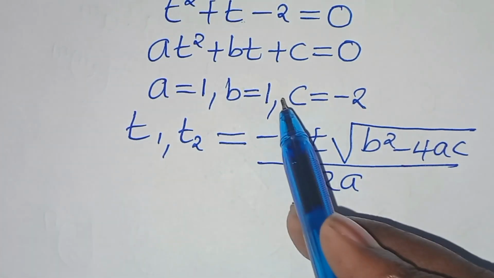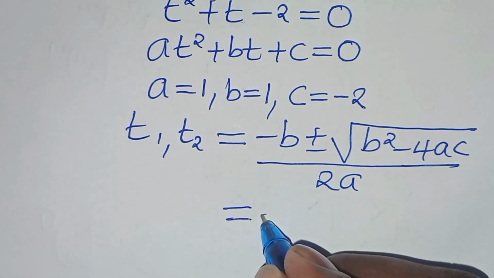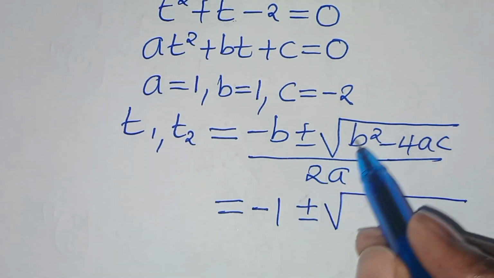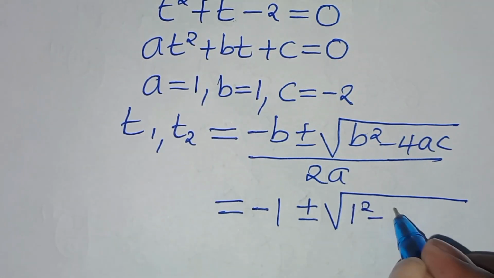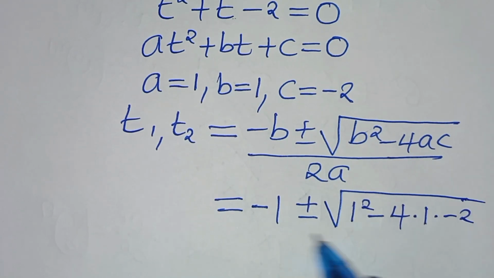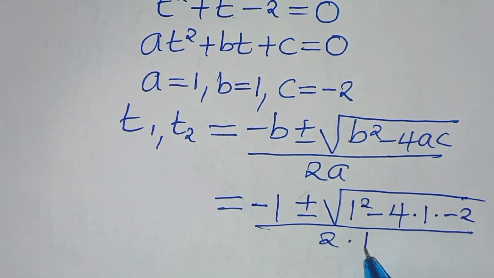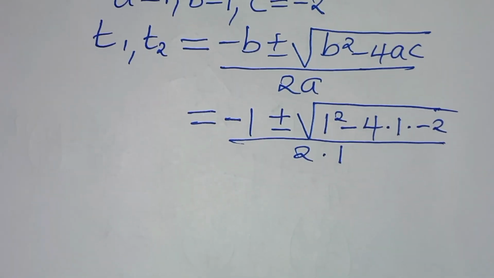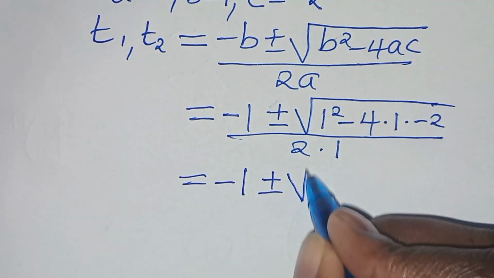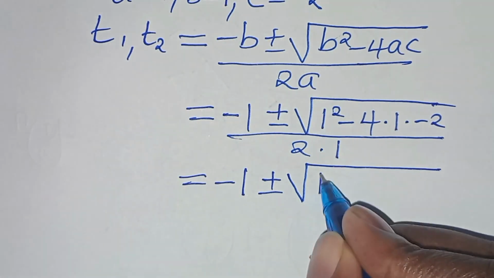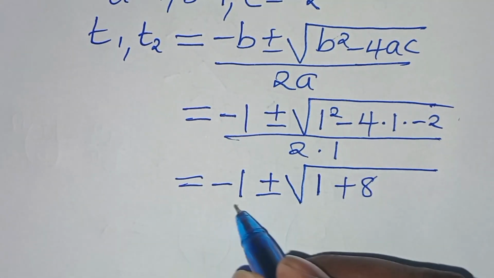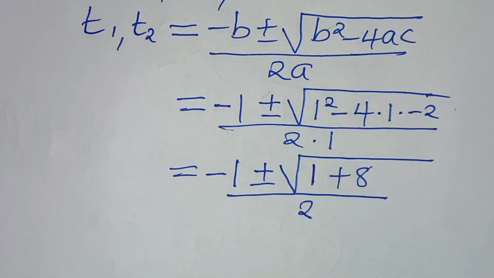Substituting the values of a, b, and c, we have minus 1 plus or minus the square root of b squared, this is 1 squared, minus 4 times a, which is 1, times c, which is minus 2. All this divided by 2 times 1. The next step is minus 1 plus or minus the square root of 1 squared, this is 1, minus 4 times minus 2, this is plus 8. Everything here divided by 2.